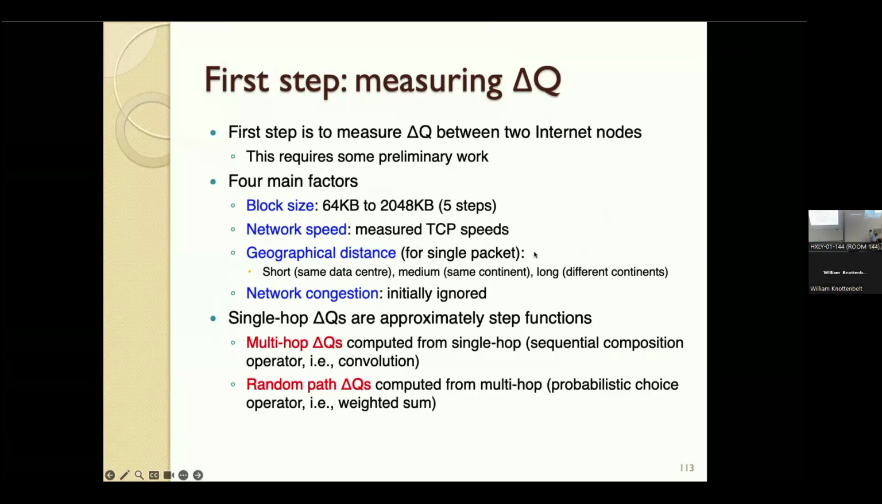It's not so fine, but that's fine. And then congestion, we ignore it. We will do first single hop delta Q, and then multiple hop delta Q. Notice the multiple hop delta Q is computed from single hop. They are sequential compositions, so we're going to do convolutions there. Once you have these multiple hop delta Qs, you can have many paths between source and destination. But what you need is a random path, so you will do a probabilistic choice, a weighted sum, to find the random path.